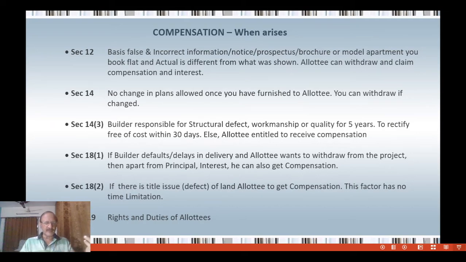He has to take a written confirmation. If it is outside your flat, then he has to take the confirmation from 2/3 members. Now let us look at section 18, delay.